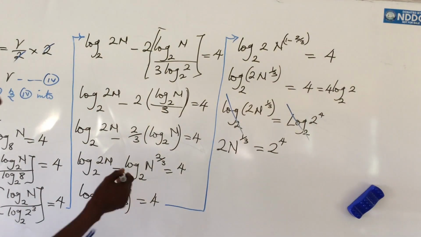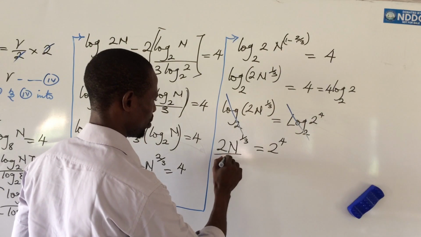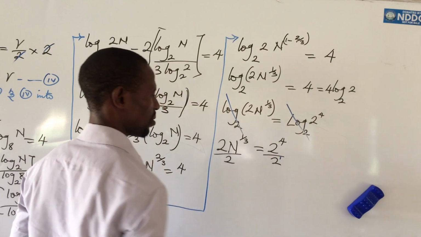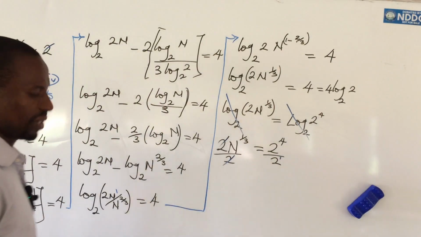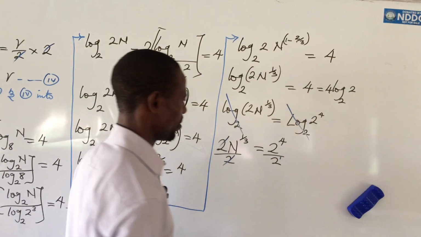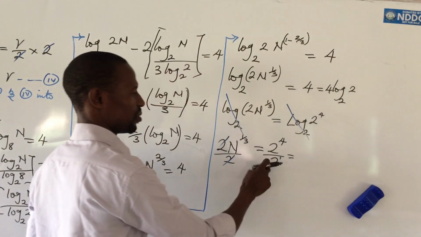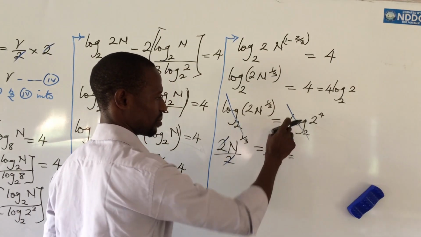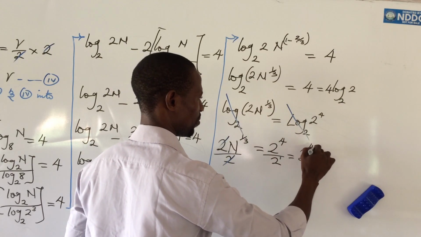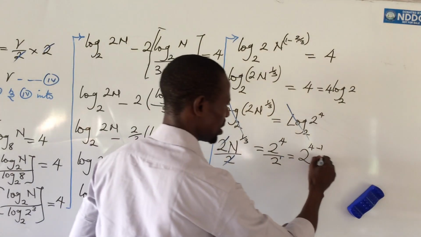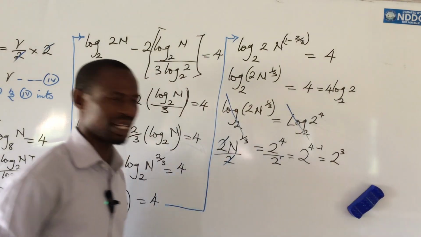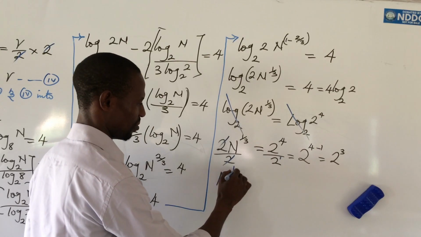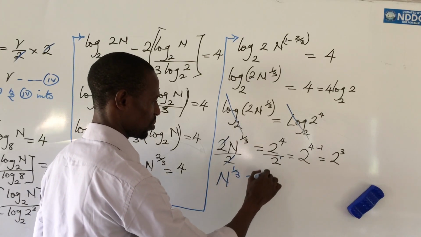Very easy. From here, let's divide by 2. If we divide through by 2, automatically here we have n to the power of 1 all over 3, then this and this will leave. Then the right-hand side of our equation, we succumb to the division law of indices again. Since the bases are the same, subtract the powers. So we have 2 to the power of 4 minus 1, which is equal to 2 to the power of 3. So our equation will automatically become n to the power of 1 all over 3 equal to 2 to the power of 3.